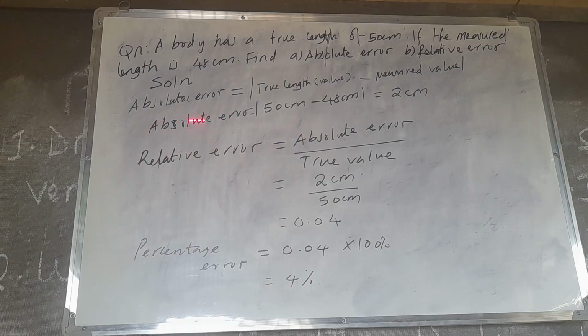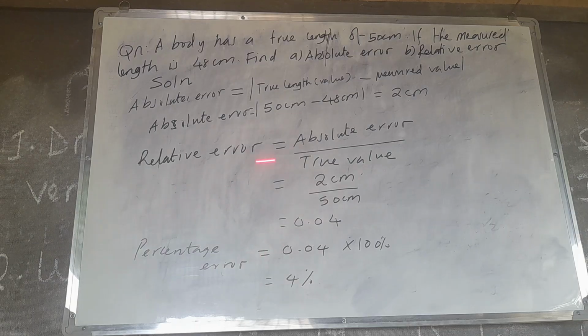We want to find the percentage error. Hiyo error ni ya asilimia ngapi? The relative error, also known as percentage error, inataka kutuambia hiyo error ilikuwa ni asilimia ngapi. So in order to get it, you take the absolute error divided by the true value. So absolute error is 2 centimeter, the true value is 50 centimeter. You may find centimeter and centimeter cancel. Finally, you can get the relative error is equal to 0.04.